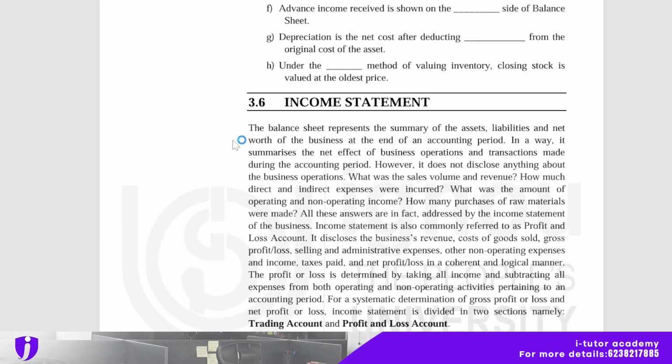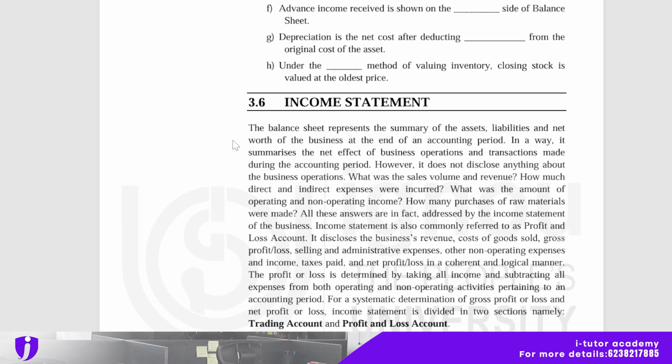The balance sheet represents the summary of the assets, liabilities, and net worth of the business at the end of an accounting period. In a way, it summarizes the net effect of business operations and transactions made during the accounting period. However, it does not disclose anything about the business operations. What was the sales volume and revenue? How much direct and indirect expenses were incurred? What was the amount of operating and non-operating income? How many purchases of raw materials were made? All these answers are in fact addressed by the income statement of the business.